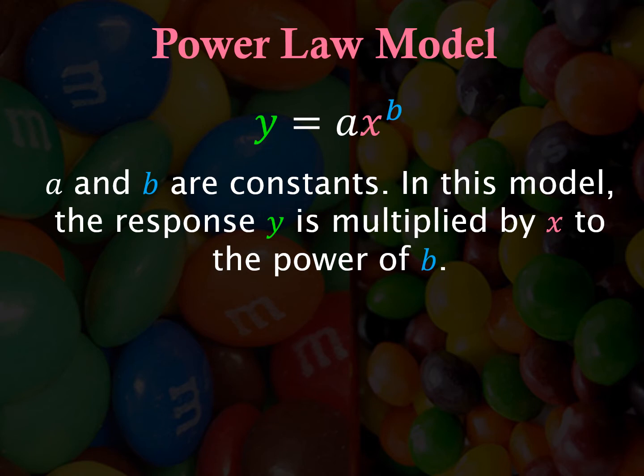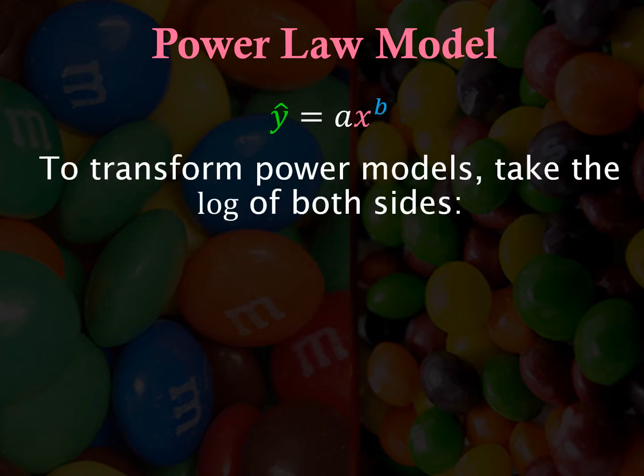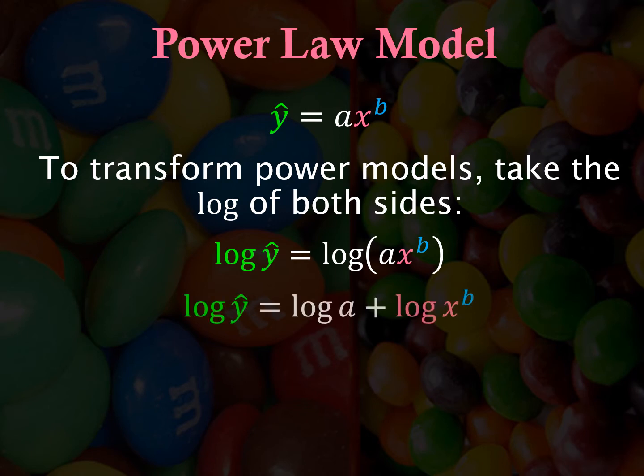So to transform power models, we're going to do the same thing we do with exponential. We're going to take the log of both sides and see how it looks. So the log of y hat equals log of a times x to the b power. Again, using the law of logs, log of y hat equals log of a plus the log of x to the b power. Using the law of logs again, we get the log of y hat equals log of a plus b times the log of x.